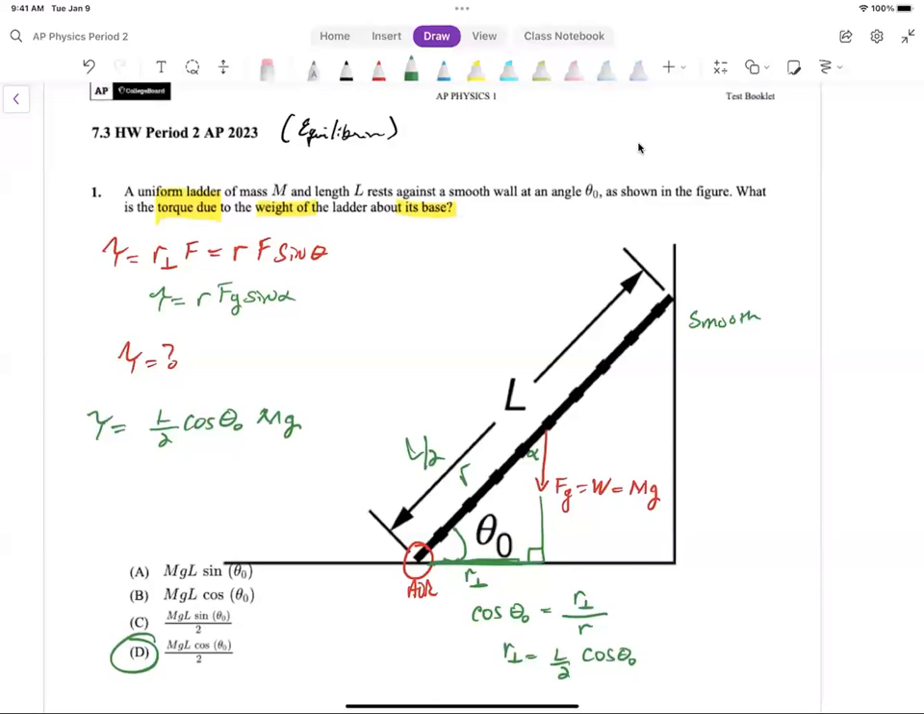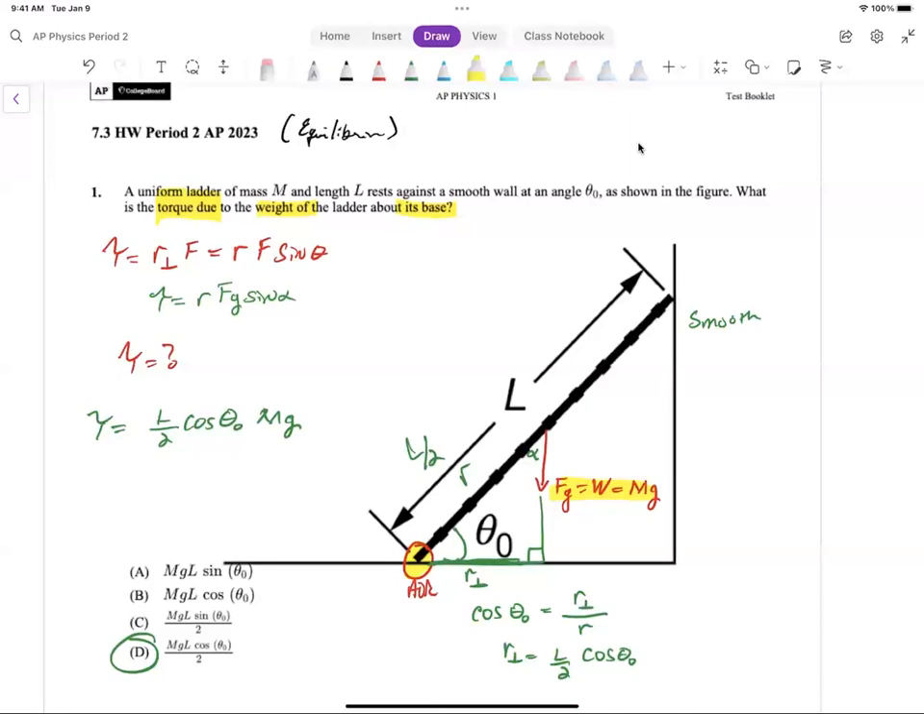So the term about its base means that the axis of rotation is at the base. That's what that means, about its base. And they want to know the torque due to the weight. And the weight is equal to the magnitude of the force of gravity acting on the ladder. So that's the torque that we need to know.